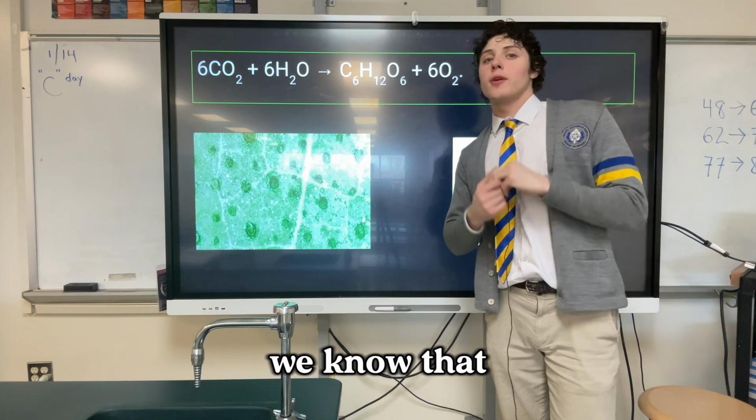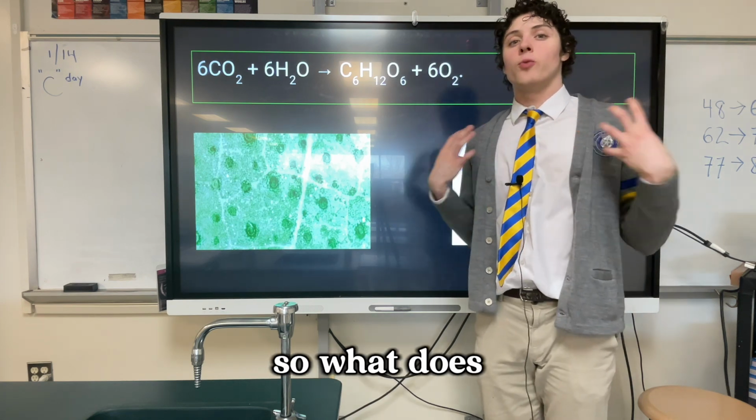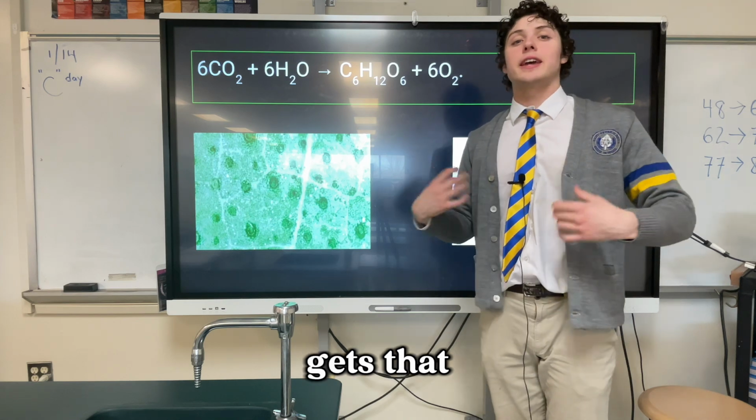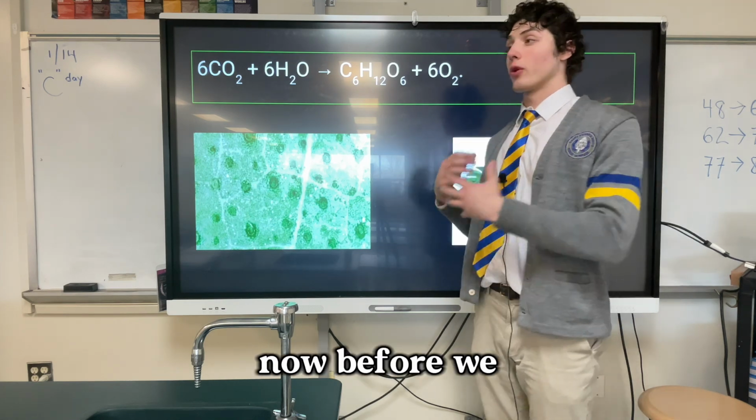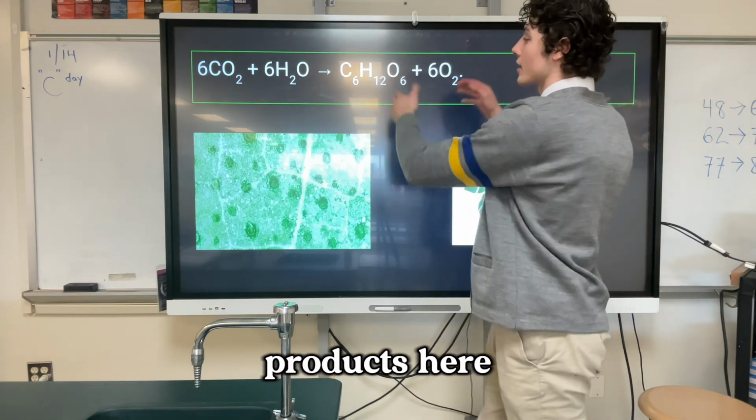So the next thing we're going to do, we lay the foundation for photosynthesis, right? We know that the goal of photosynthesis is to acquire energy. So what does the plant need to live? It gets that through photosynthesis. Now, before we get into anything, we have carbon dioxide, we have water, and we have the products here.